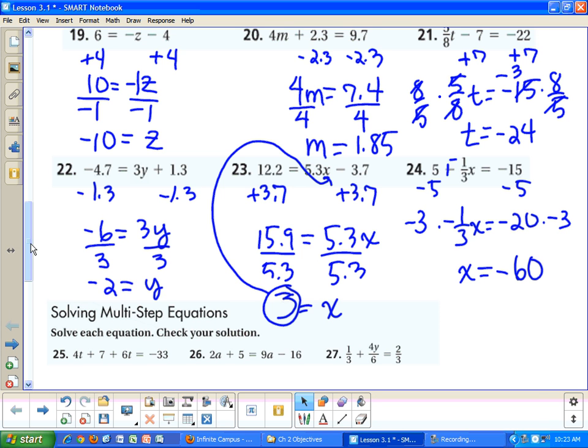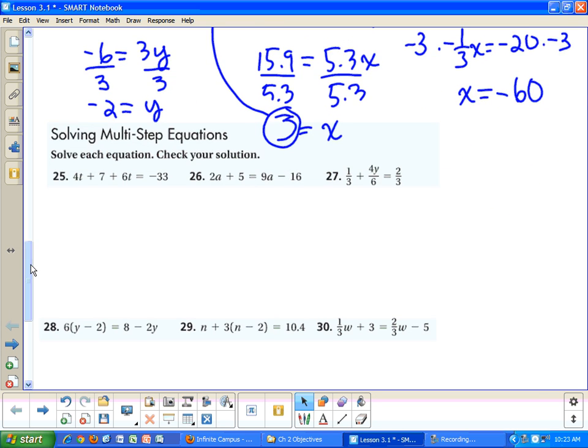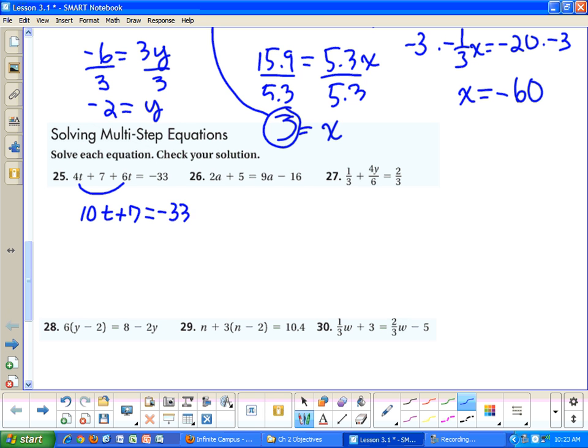All right, now we're going to solve multi-step equations. Number 25, first thing I'm going to do is simplify. I'm going to combine like terms, so I get 10t plus 7 is equal to negative 33. Then I'm going to subtract 7 from both sides, and that leaves me with 10t equals negative 40. And I'm going to divide both sides by 10, and that leaves me with t equals negative 4.